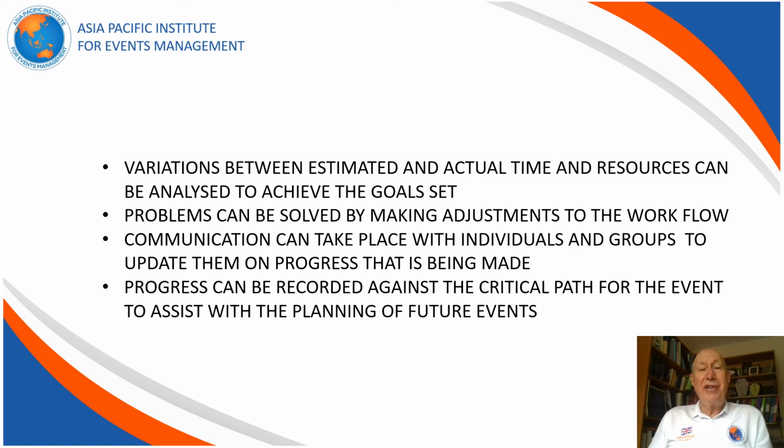The critical path diagram is also a good way of communicating within the event team on our progress that we're making and all the stages that have to be completed in order for the event to be staged. And the progress that we record against the critical path helps with future event planning as well, because when we're organising a similar type of event in the future, we can look back on the first event that we organised to see how long it took to complete certain stages, and we can take that forward into the next event.